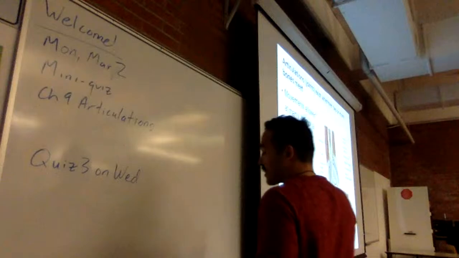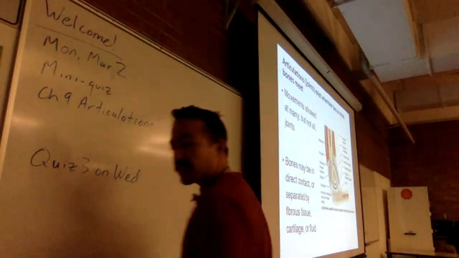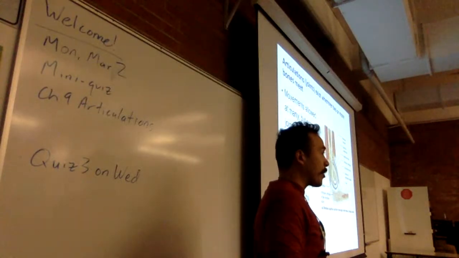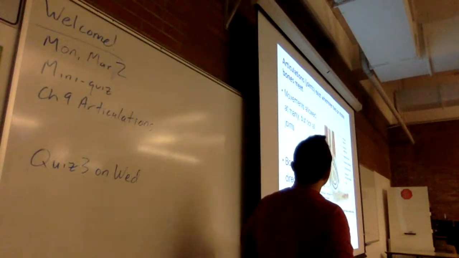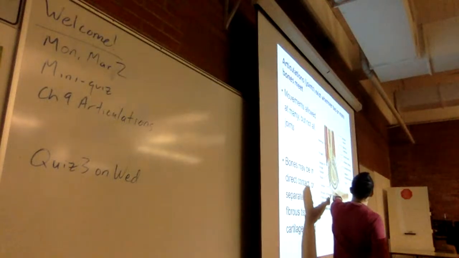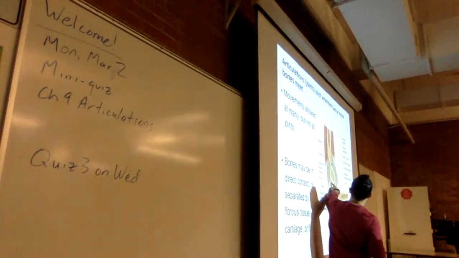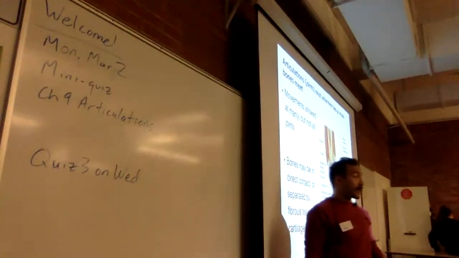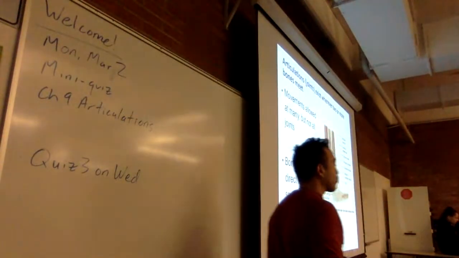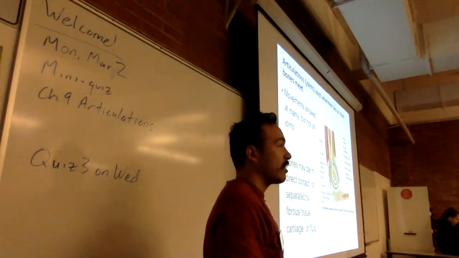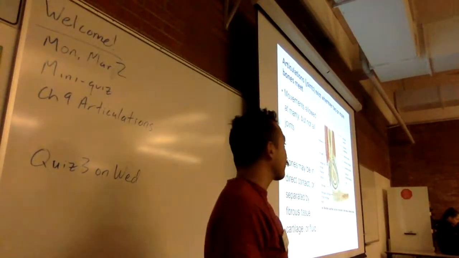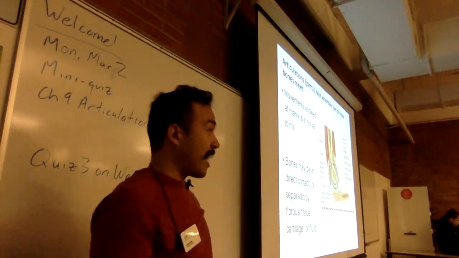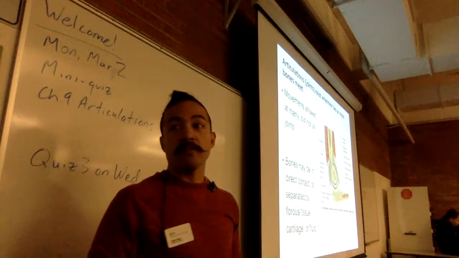So again, what is the definition of an articulation? An articulation is whenever you have two or more bones meeting together. There could be stuff in between, like here we see that there's cartilage and fluid and other stuff in between. There might not be any stuff in between. It just depends. So we're going to go over different types of joints, what we find with them, and what that allows for that structure. Some joints have movement. Some joints have no movement at all.